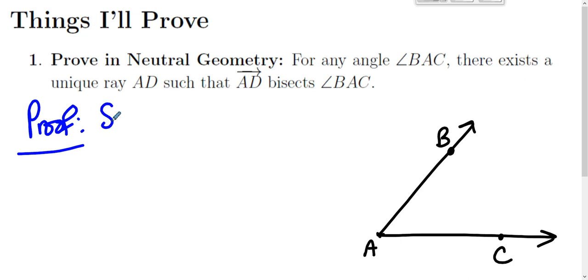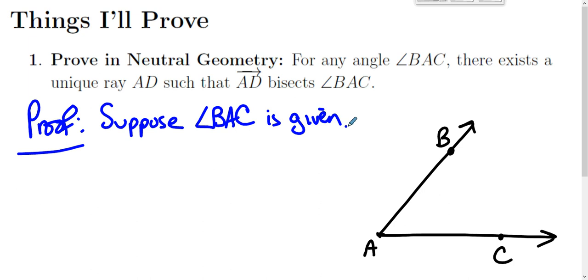So we want to prove that there exists a unique ray AD such that AD bisects angle BAC. So we're going to start with the only thing that they've given us, and that is to suppose that we have an angle BAC. So what we want to show is that there is a ray, that ray is unique, and that ray bisects angle BAC. So how do we get to that?